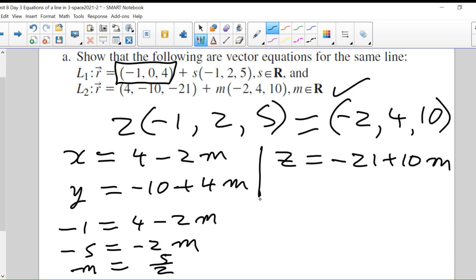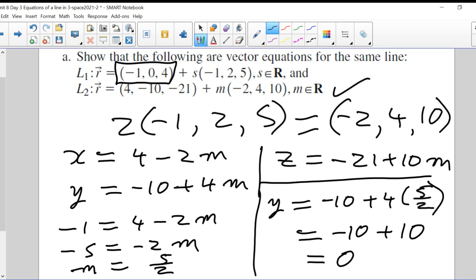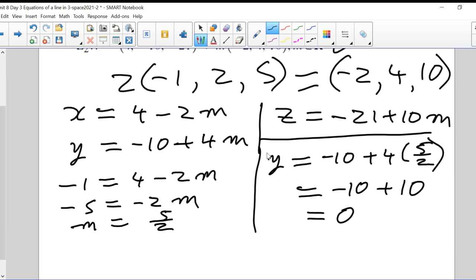So let's go over here now, and let's see what the y value should be. Our y value, with that value of 5 over 2, should be equal to minus 10 plus 4 times 5 over 2. That's what it's supposed to be. So minus 10 plus 2 into 4, that's 2 times 5, that would be plus 10, which is 0. That checks out, because the y coordinate is 0. That's not enough, though. They all have to match up. Let's get to the z.